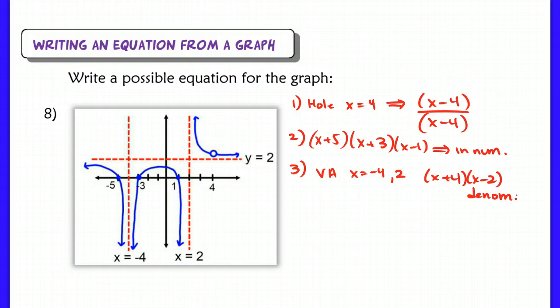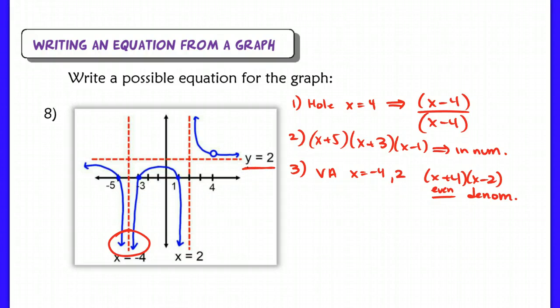And there's another piece of information here that I have, well actually two more. I'm noticing that these go in the same direction when they approach x equals negative 4, so this should be even here. That should be an even multiplicity at x plus 4. And I also see that I have a horizontal asymptote at y equals 2.